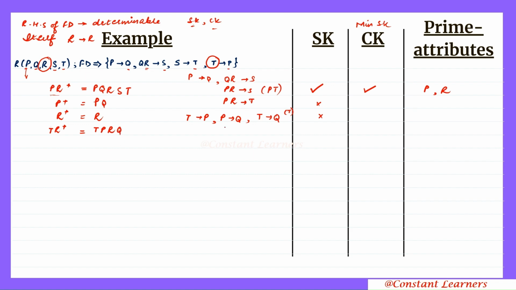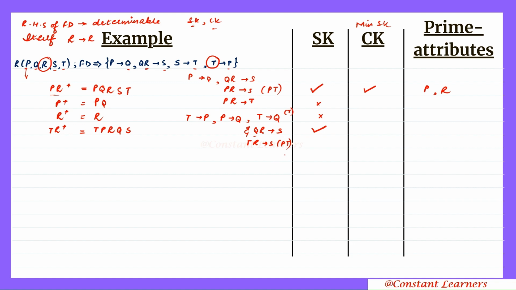Now if T can determine Q and QR can determine S, then we can replace this Q by T and write that TR can determine S as per the pseudo transitivity rule, right? So here we're also getting S. So we've got P, Q, R, S, T. We're getting all the attributes here. That means this will definitely become a super key.